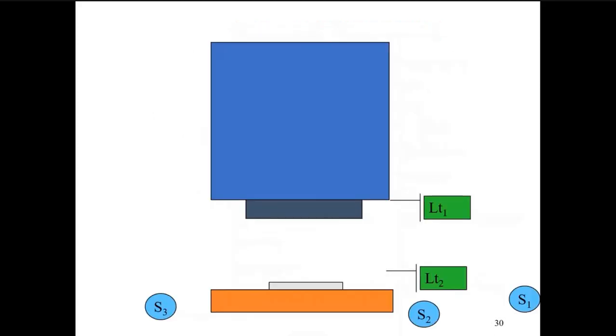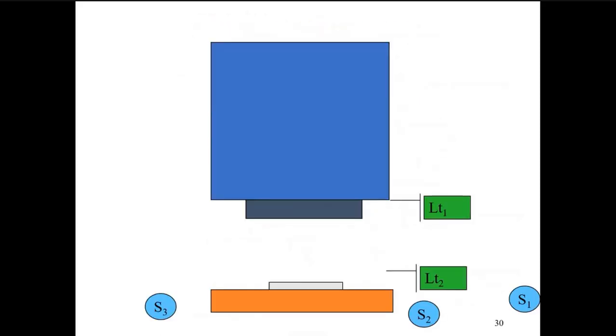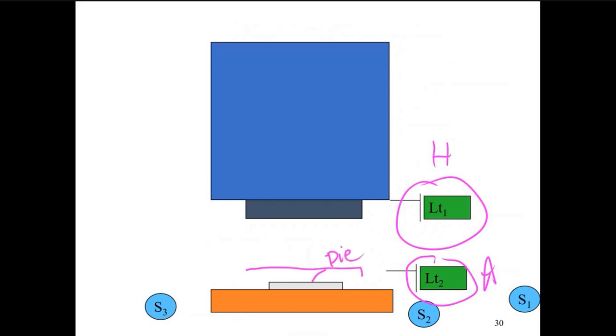Let me check my definition is correct. Okay, so I have put capital letter L, small letter T, and a subscript 1, because I have two switches, home and advanced. I'm going to call LT1 when it is home, as is here, and LT2 is advanced. Okay. So this diagram shows home, advanced. This is your die. Let's assume we put a plate on top and press. Obviously, it forms a cup.